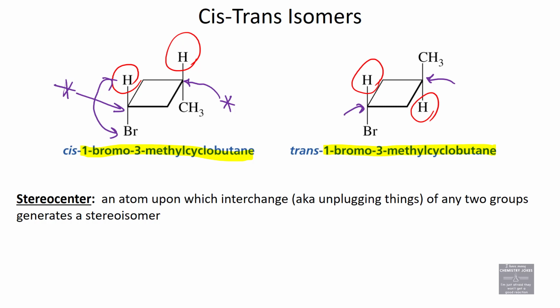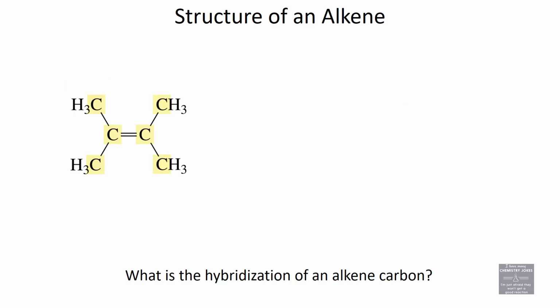What's a stereocenter? An atom upon which interchange of any two groups generates a stereoisomer. That's a word we will use somewhat frequently, but there's a lot of definitional terms within this unit. So start working on that one. Okay, the other option of cis-trans isomers is alkenes.